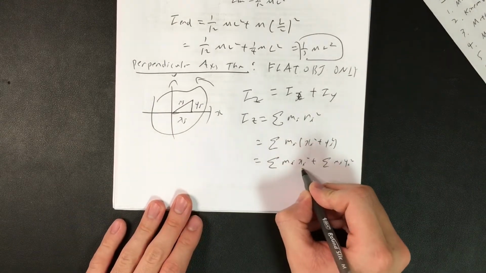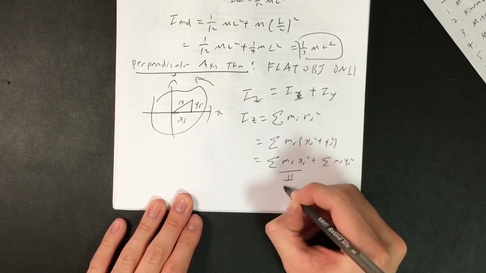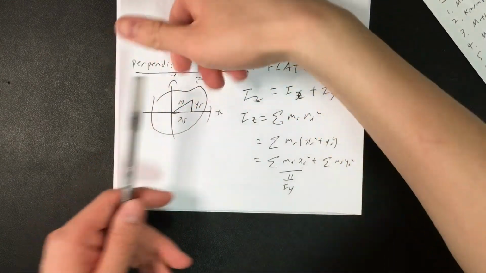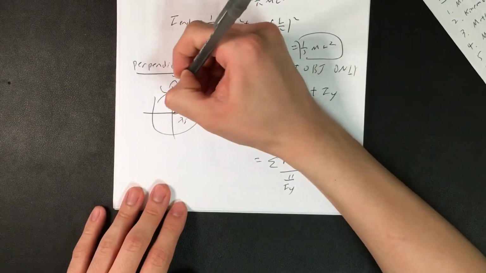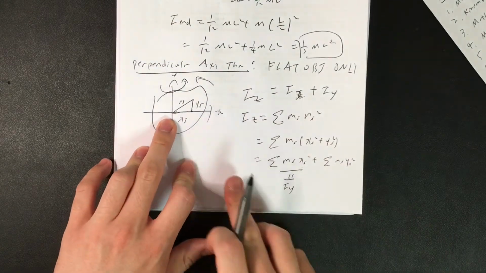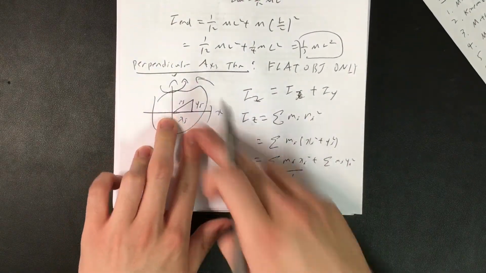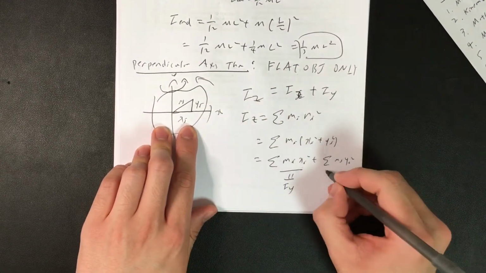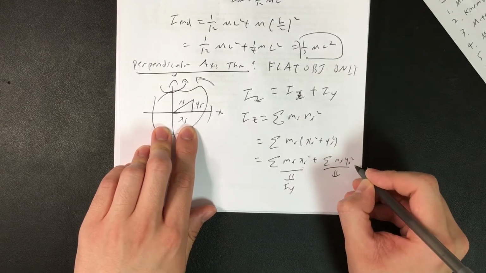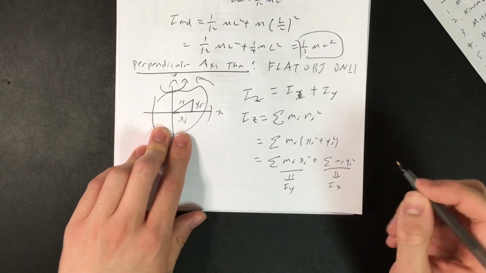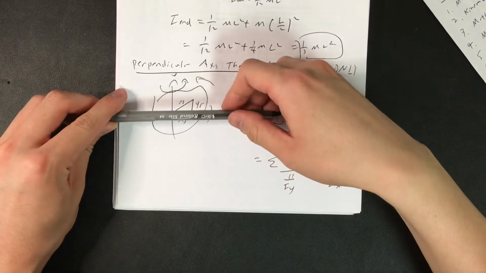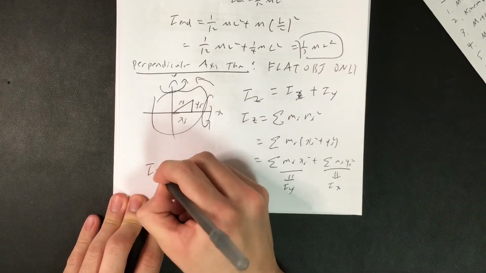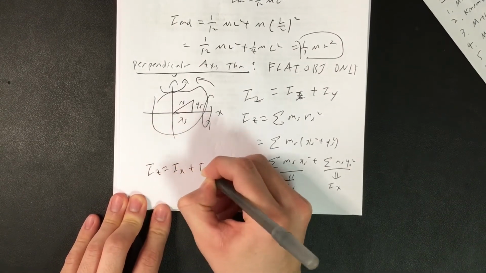Now the sum of mi xi squared equals the inertia along the y-axis, because if I rotate this flat object along the y direction like this, so it would go along this way, then the inertia equals the sum of mi times the distance from the y-axis of that small mass, in this case xi. Similarly, the sum of mi yi squared equals ix, the inertia of this object rotated along the x direction, so it would go along that way. So therefore, iz equals ix plus iy.